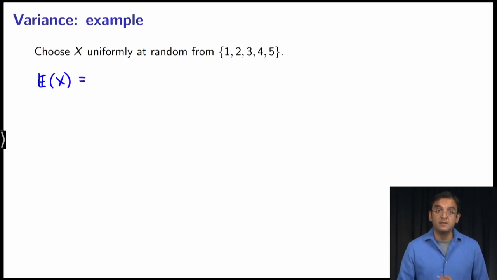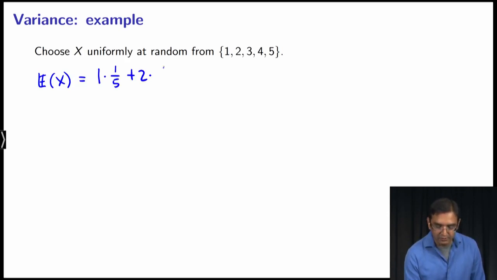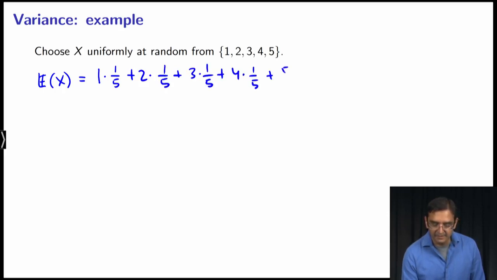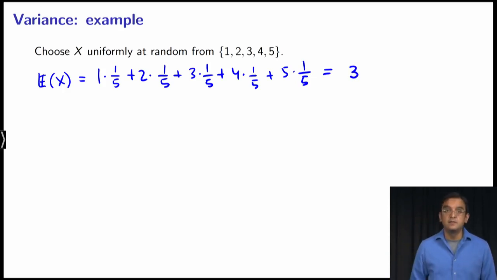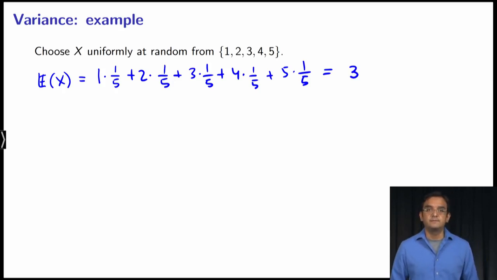The expected value of x is enumerate over all possible outcomes. It's 1 with probability 1/5, 2 with probability a fifth, 3 times a fifth, 4 times a fifth, and 5 times a fifth. And so you add up the numbers from 1 to 5. So that is 15 over 5, which is 3. Which is exactly what we expected. Good. So now we have the expected value of x. This is what we've been calling mu.